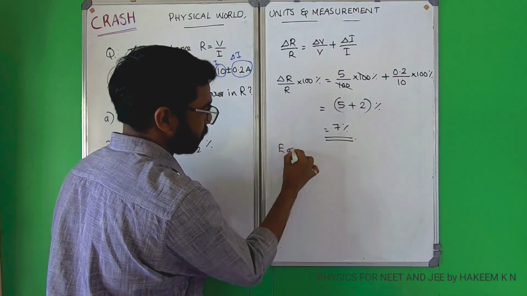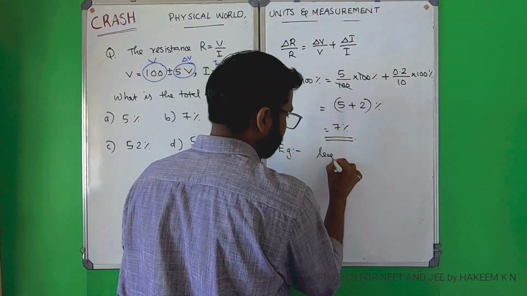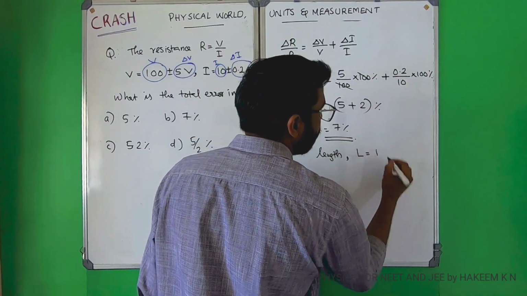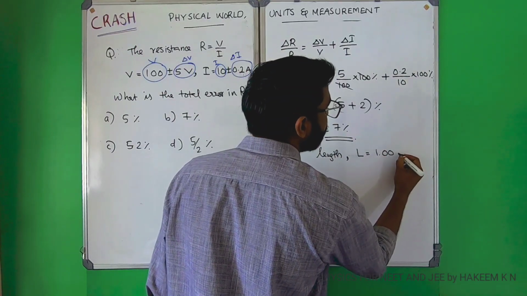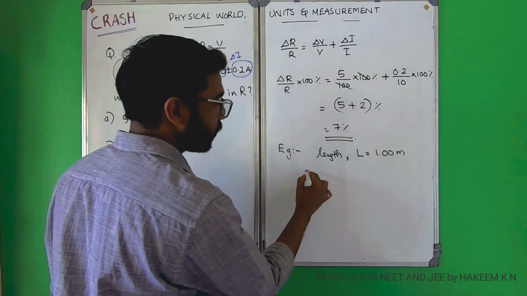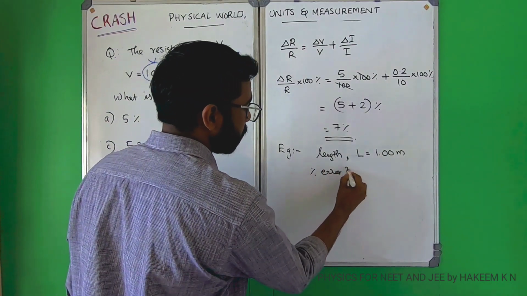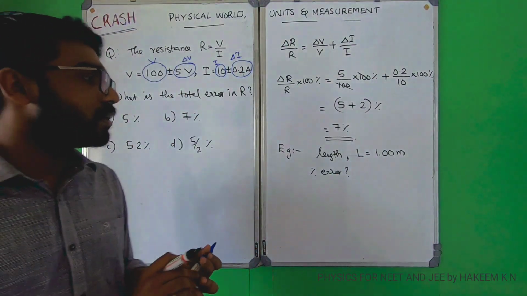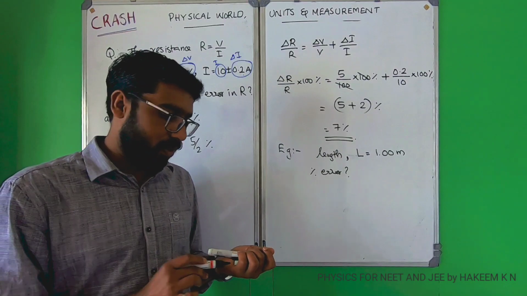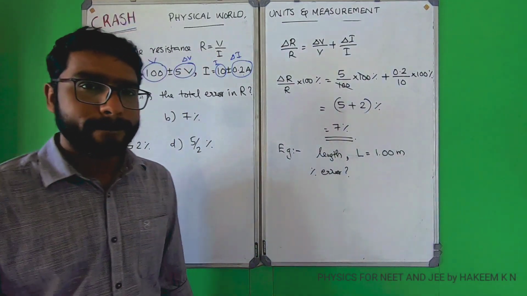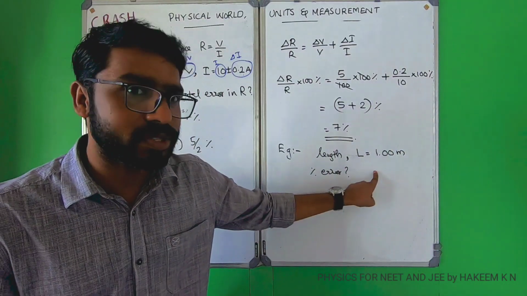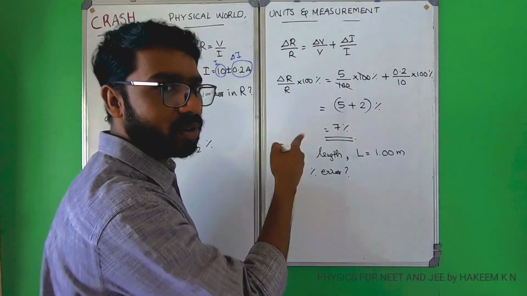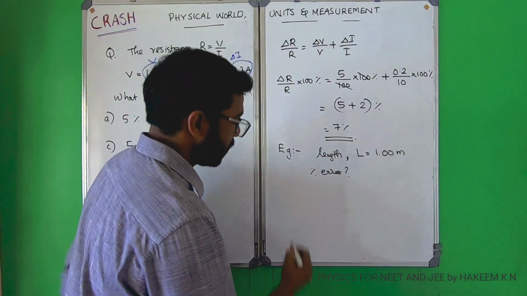And one more example I am giving you. Length L equal to 1.00 meter. What is percentage error? Can you calculate? Length L equal to 1.00 meter. What is the percentage error? How can you calculate it? Here error is not directly given in question. Then what we have to take, least count error.